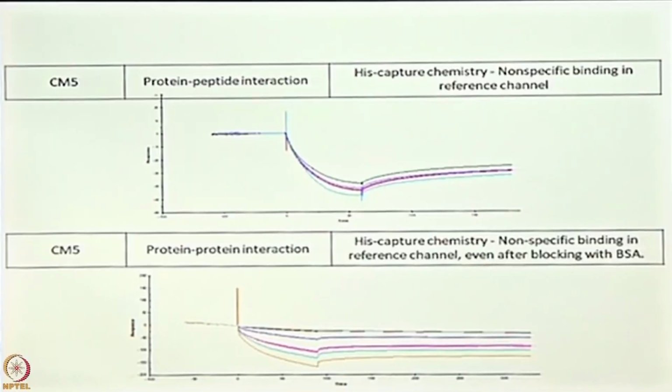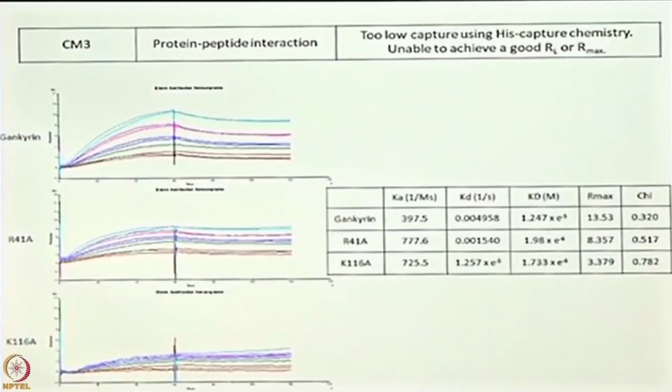In all the cases, what we found is that there is a non-specific binding to the reference cell. So once you subtract, you don't get any interaction. And then non-specific again in the reference cell even after blocking with the BSA, and we have not been able to successfully get the CM5 working. Then we went to CM3, one of the suggestions, because what is the difference between a CM5 and the CM3 dextran chips?